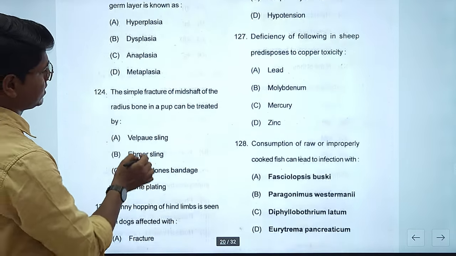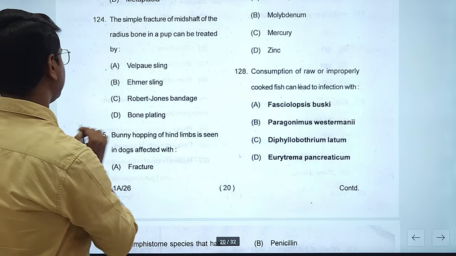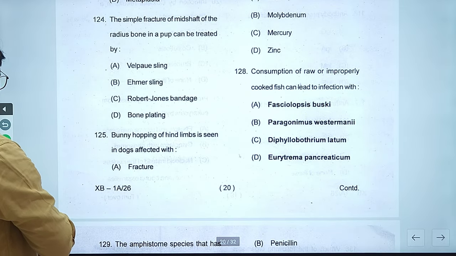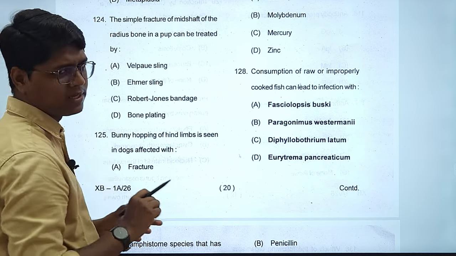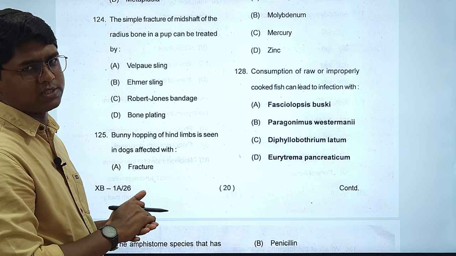Next question, the simple fracture of the midshaft of the radius bone in a pup can be treated by any fracture. Most fractures in pups are treated by simple bandaging or splints.